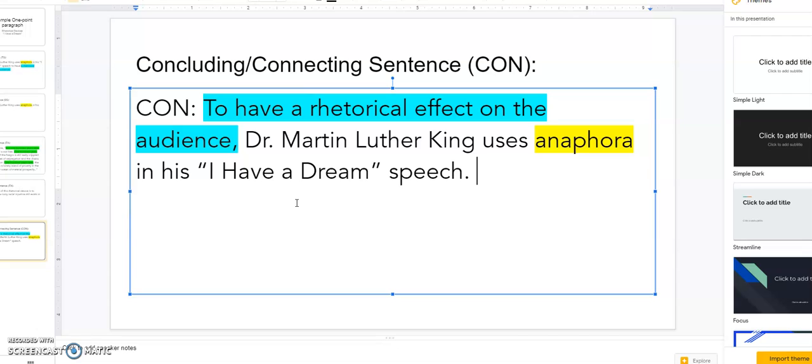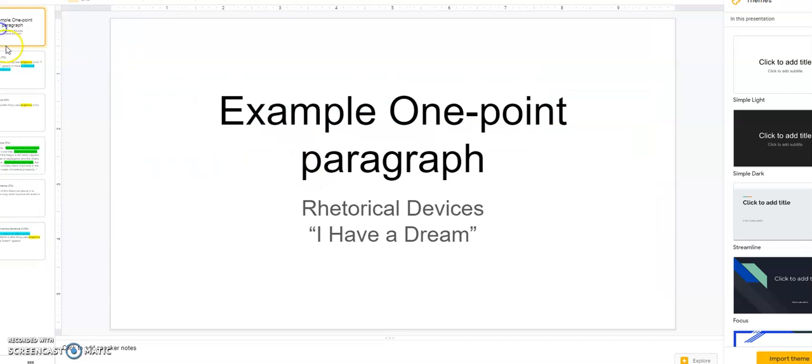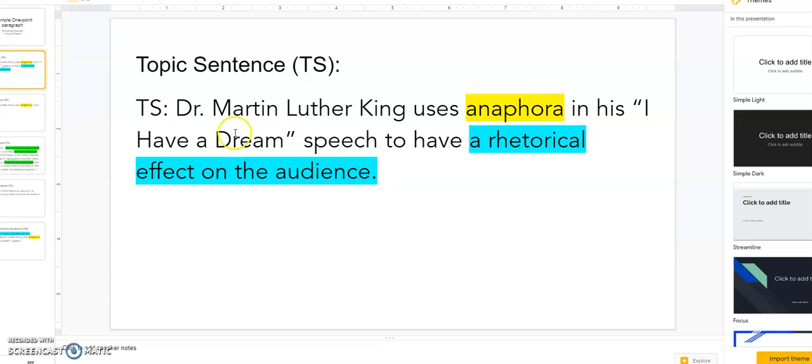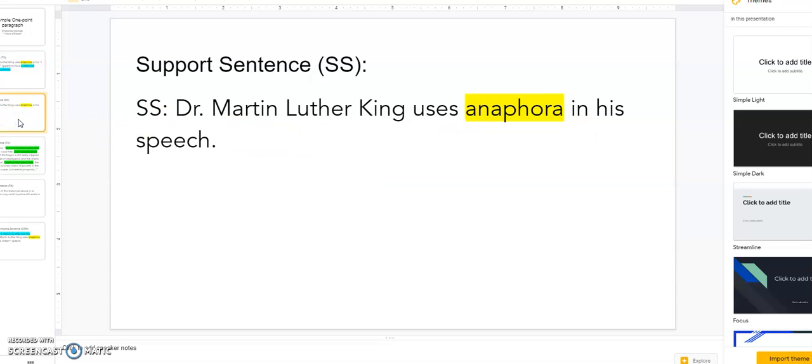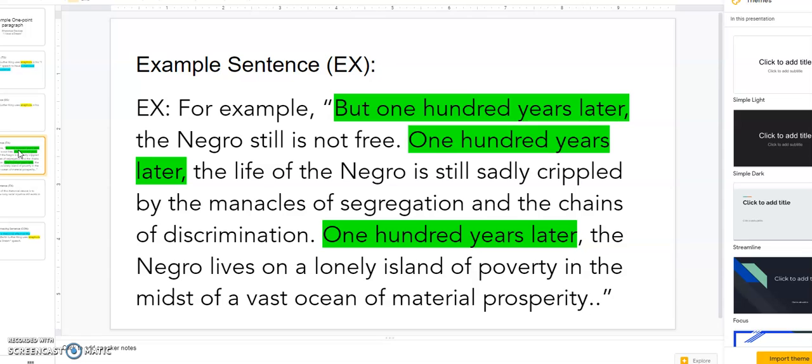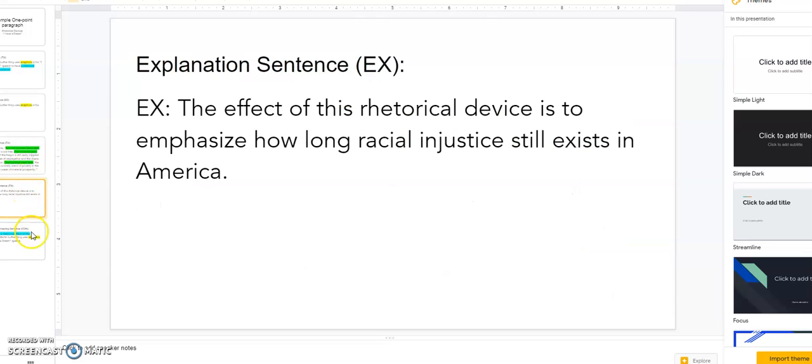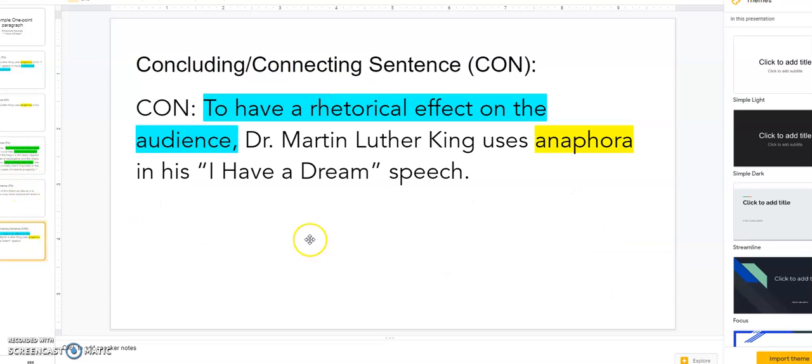If you read a paragraph that discusses one rhetorical device, that means you're at the foundational level. Remember, students, it is very important that you follow this template. Topic sentence, support sentence, example, explain, conclude. So, in order to get a grade of a C, you will follow that template.